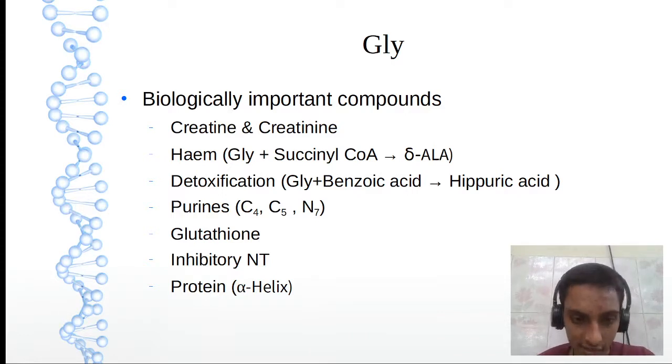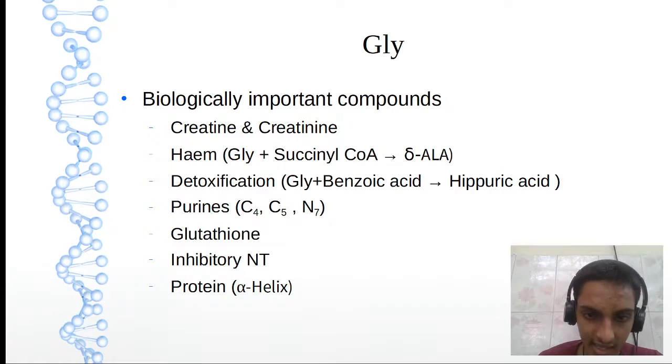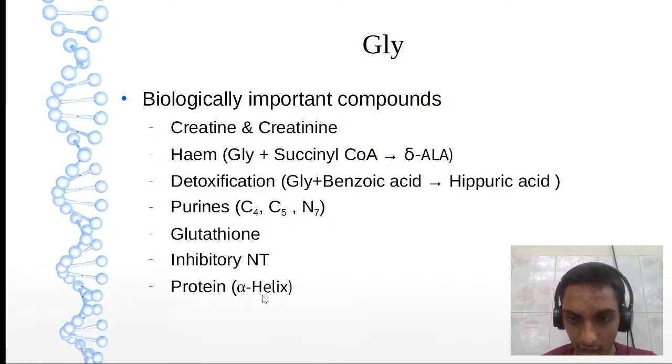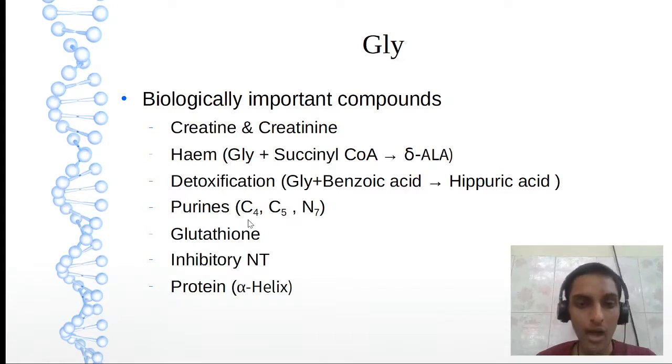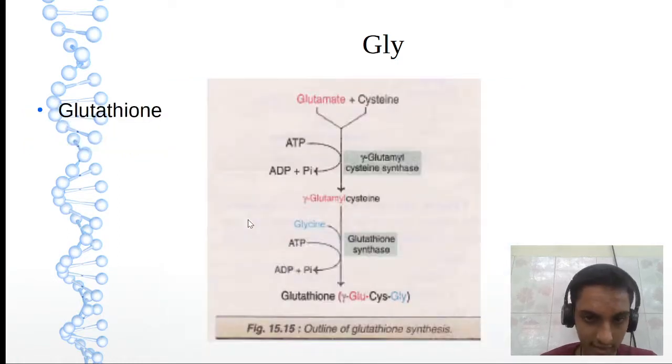Now detoxification. We have glycine and benzoic acid forming hippuric acid. This is important in food preservation. And purine: C4, C5 and N7. Please remember these three important atoms, C4, C5 and N7, for the purine ring. And then glutathione. What is glutathione? Gamma glutamyl cysteine glycine.